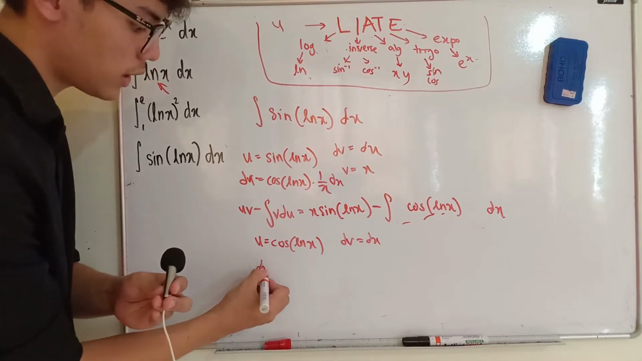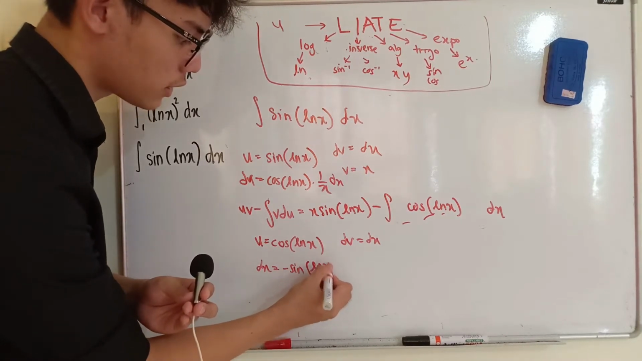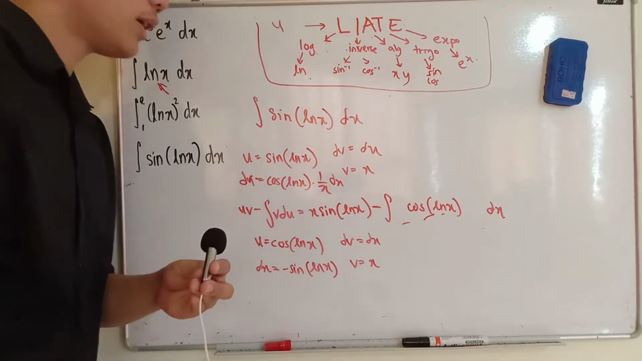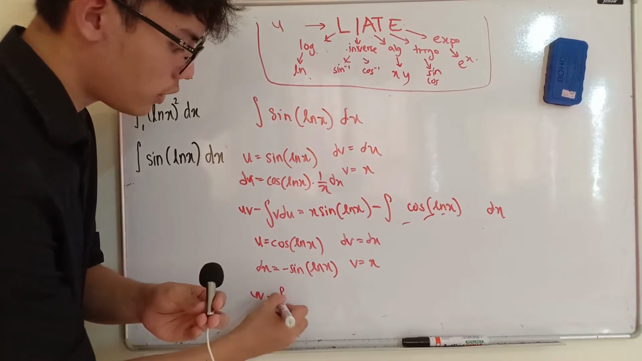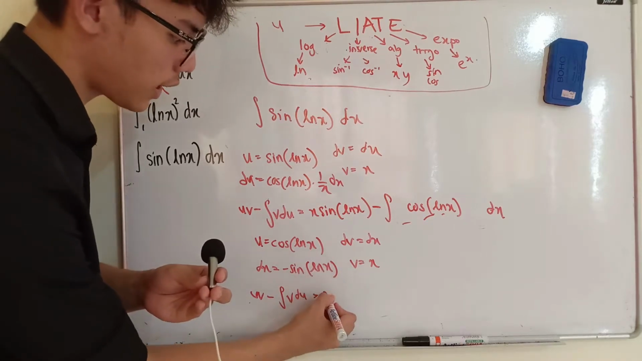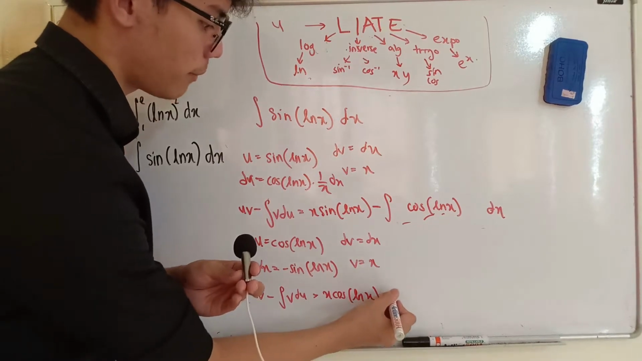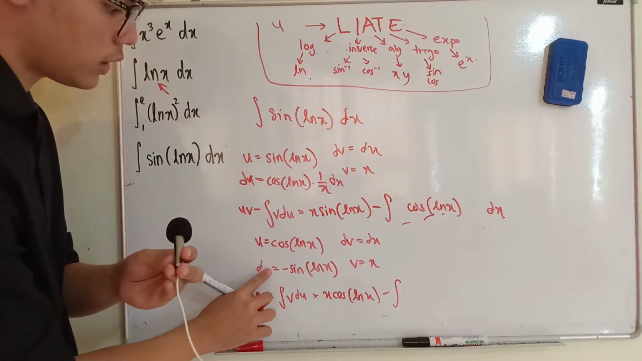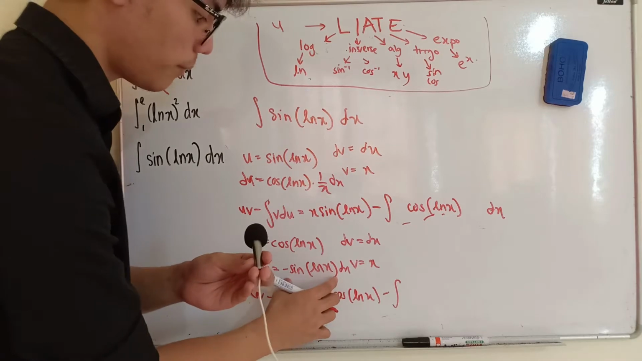So now you just differentiate it. Here du becomes minus sine ln s, and v equals s. Now you use the formula: the integral of u dv equals u times v, which is cos ln s times s, minus the integral of v du. Here it is du, here it is ds.